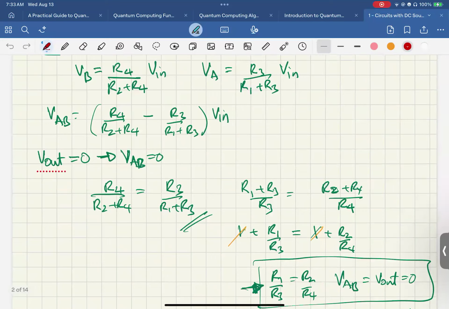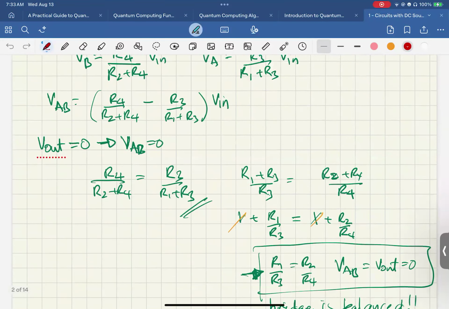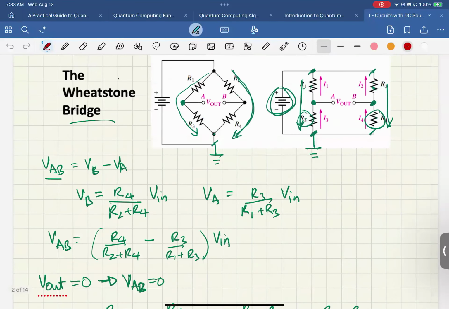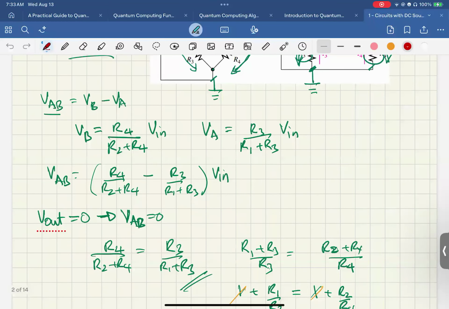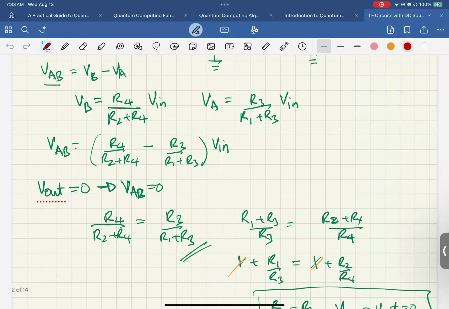Okay, and kahapon, or last time, ang diniscuss natin ay kung paano i-derive yung voltage output sa Wheatstone bridge. And nakita natin na yung voltage output is given by this equation.